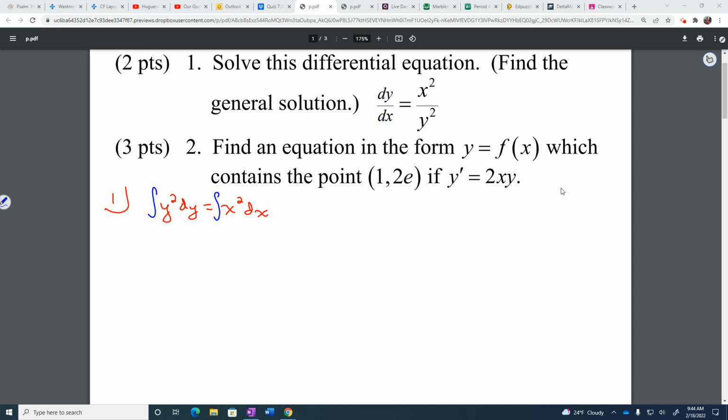Hopefully it's got the variable separated there. Integrate both sides.